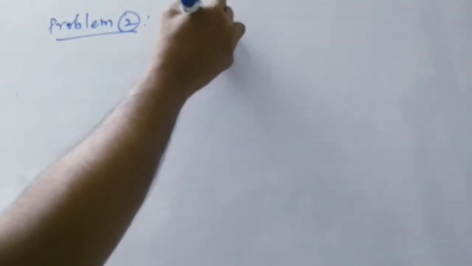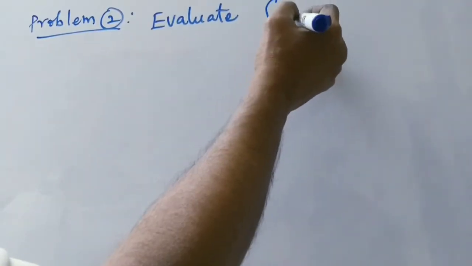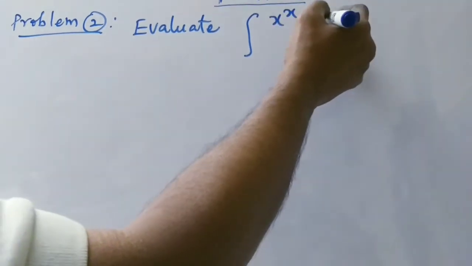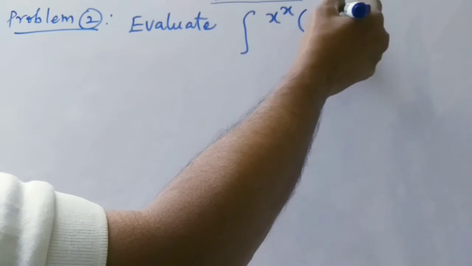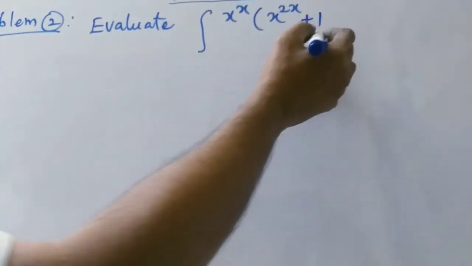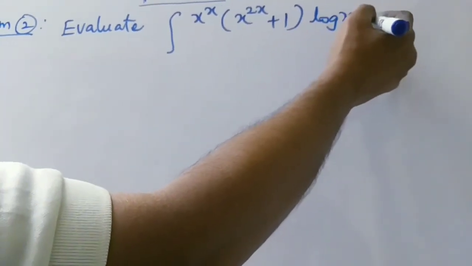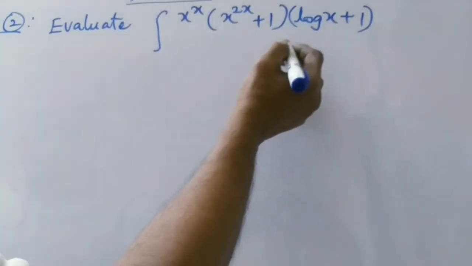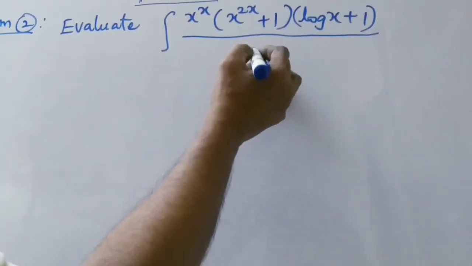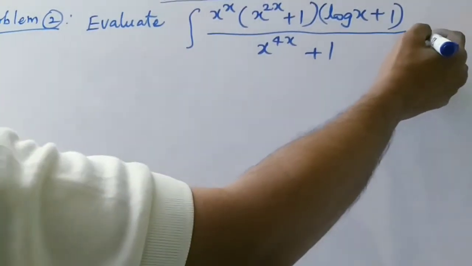Evaluate the integral of x to the power of x, of x to the power of 2x plus 1, into log x plus 1, whole divided by x to the power of 4x plus 1, dx.